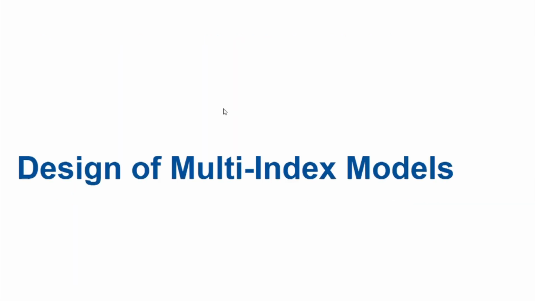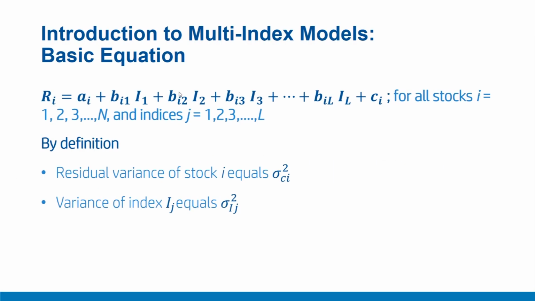Design of multi-index models. In this video, we'll discuss some of the basic definitions, assumptions, and construction of multi-index models. The general multi-index model can be defined as follows. This equation: Ri equals alpha i or Ai plus Bi1 into I1 plus Bi2 into I2 and so on up till BiL into IL plus Ci, for all stocks i from 1 to n if there are n stocks, and j indices 1, 2, 3 and so on up till L.